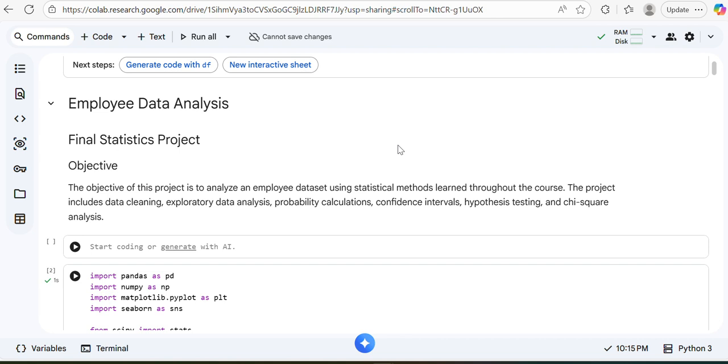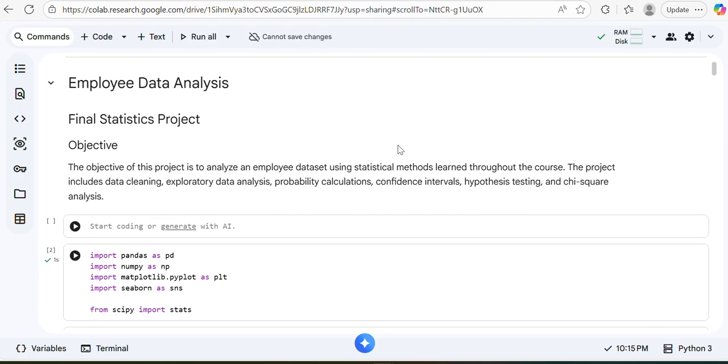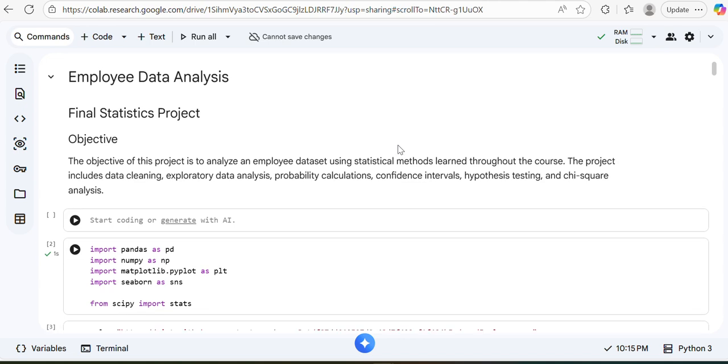So I first imported the necessary Python libraries, including pandas for data manipulation, NumPy for numerical calculation, Matplotlib and Seaborn for visualization, and SciPy and Statsmodels for statistical analysis. Then I loaded the employee data directly from an online source into Google Colab with pandas. This will enable the notebook to execute without the need for manual uploading of the data every time.